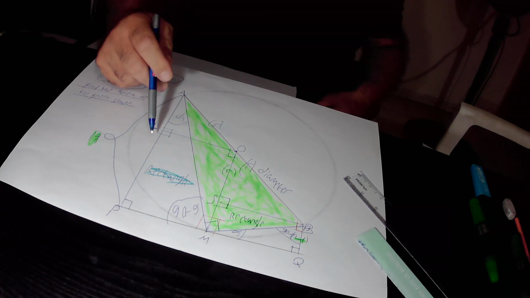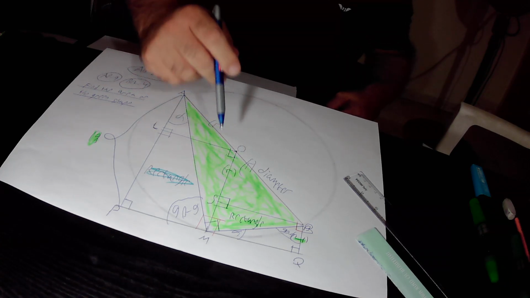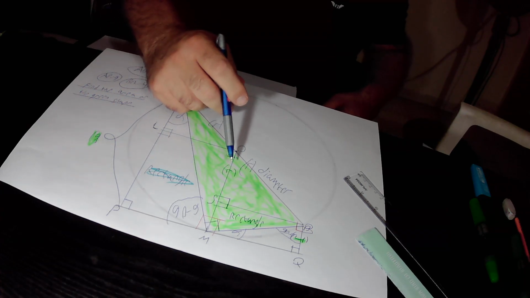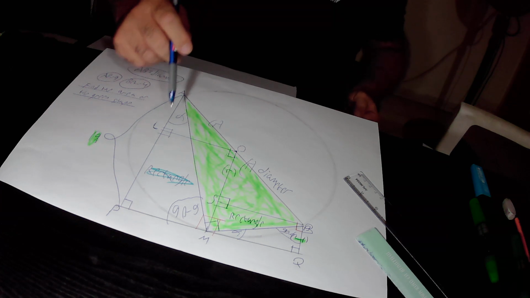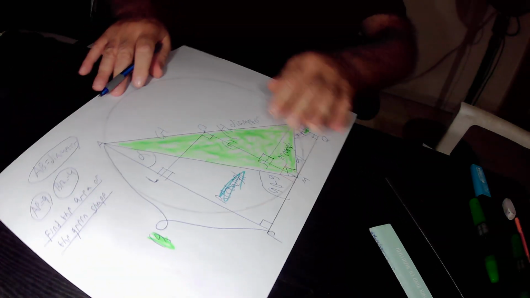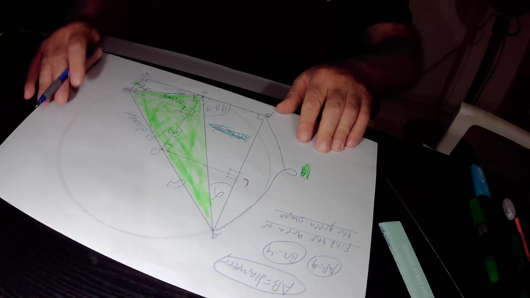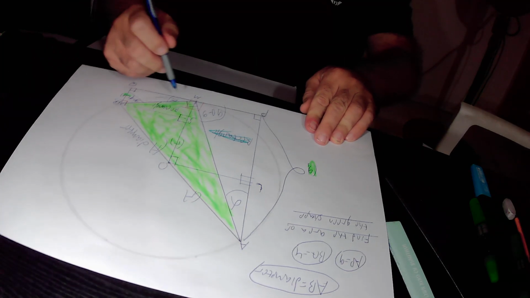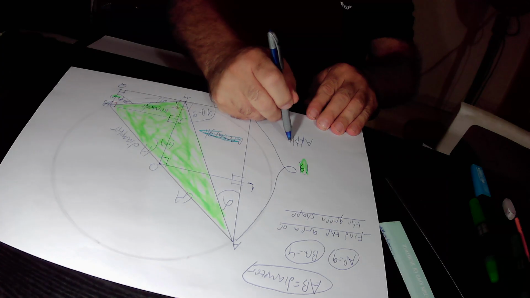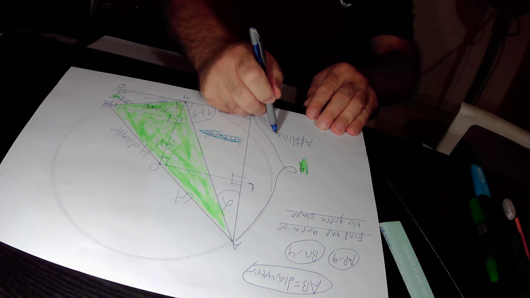And if a part of a straight line is parallel to another straight line, then the straight line AP itself must also be parallel to the other straight line OM. So AP is parallel to the radius OM.